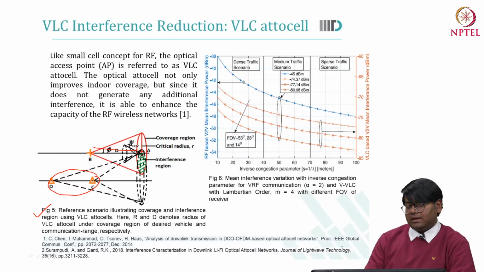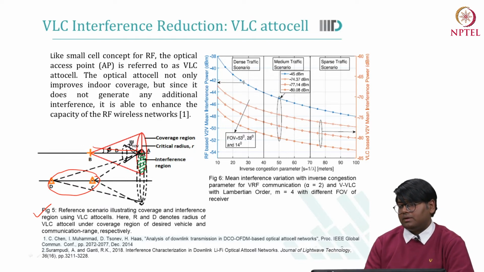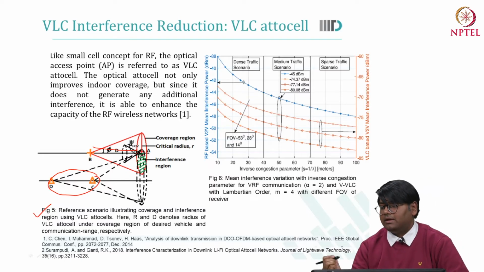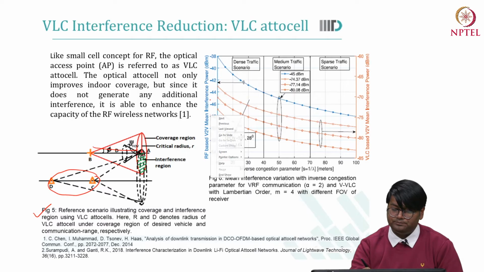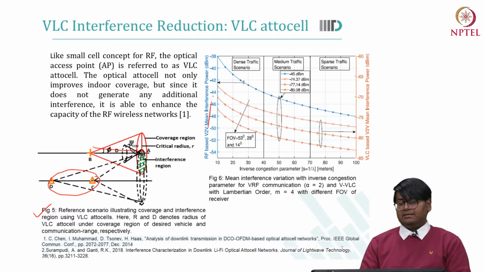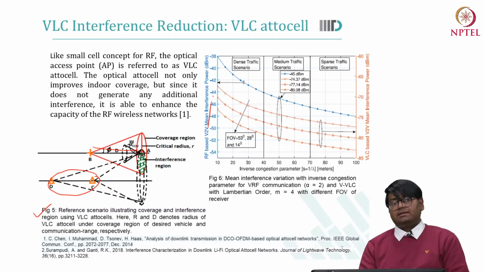This can also be visualized in the form of results. On the right hand side we have the VLC based mean interference power, and on the left hand side we have the RF based mean interference power. We can easily see the impact of reducing the FOV on the performance of vehicular visible light communication. The more you decrease the FOV of the receiver, the less the impact of average interference power. Then we also see that the optical interference observed in vehicular VLC is less as compared to the RF based mean interference power. These are the main takeaways from these results.